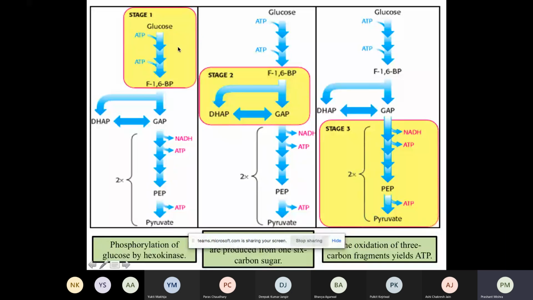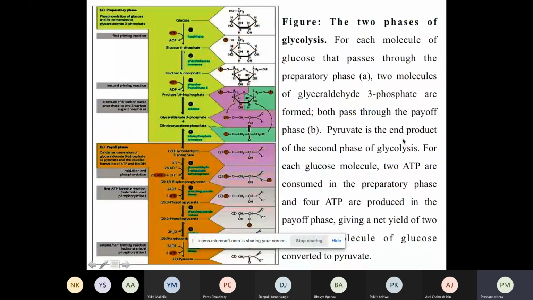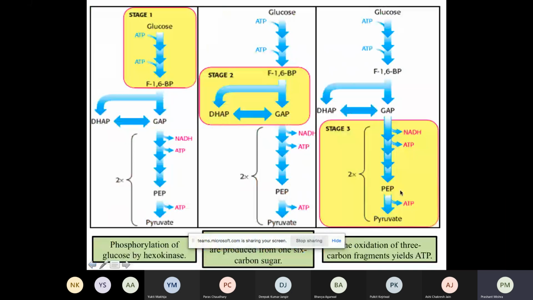So I have covered stage 1, I have covered stage 2. Today I'm going to talk about stage 3. In this stage, you will see that this is where your ATP is being produced, number 1. Number 2, you will also get another molecule, which is NADH. What is the importance of NADH? NADH has high electron donating potential.